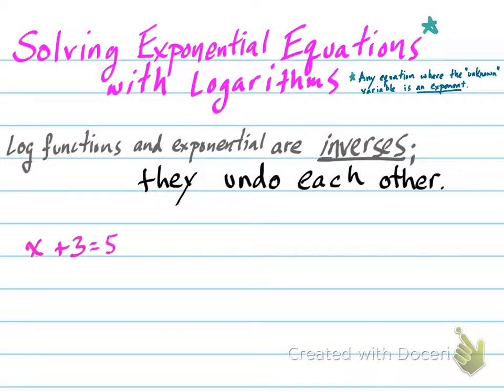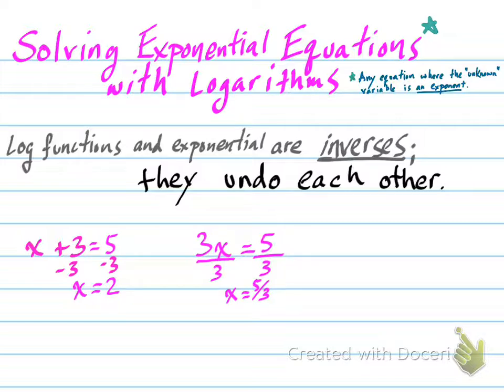Like here's a simple equation, x plus 3 equals 5. Well, how do you solve that? You solve it by subtracting 3 from both sides, because subtraction is the inverse of addition, all right? Here's another one, 3 times x equals 5. You solve that one by division, because division is the inverse of multiplying. 3 times x is multiplying, so you undo that multiplying by using division.